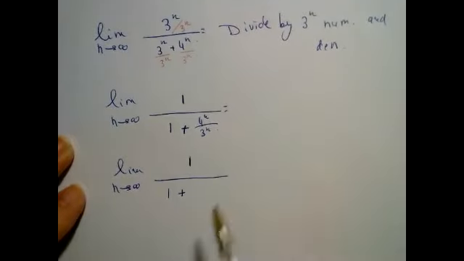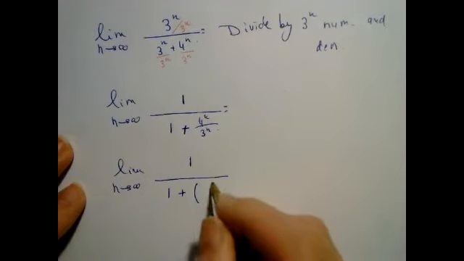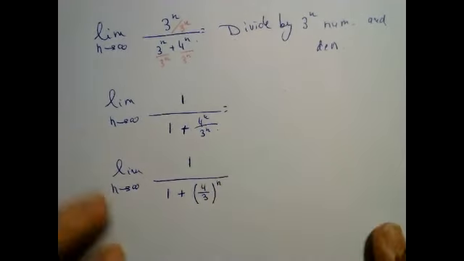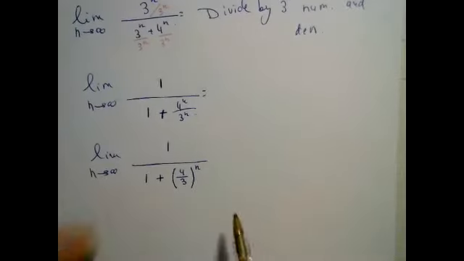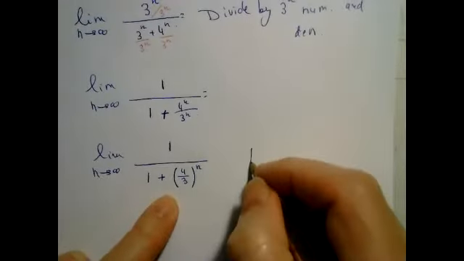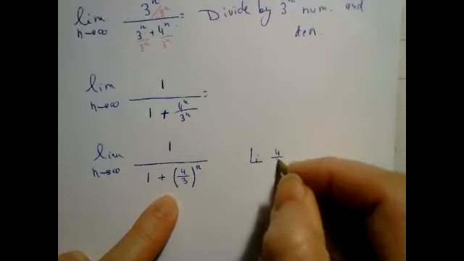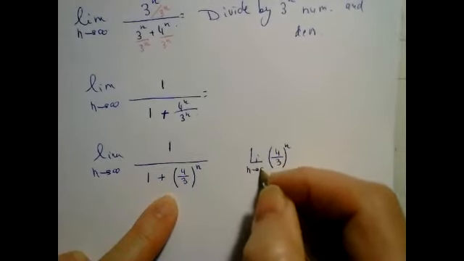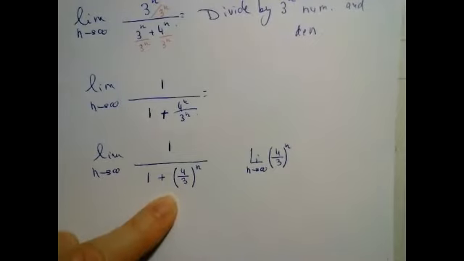What did we do yesterday? That's 4 to the n over 3 to the n. How can we write this? 4/3 to the power n. And now, when n goes to infinity, what's the limit of 4 over 3 to the power n as n goes to infinity? That's the type of limit we saw yesterday. This is equal to what?